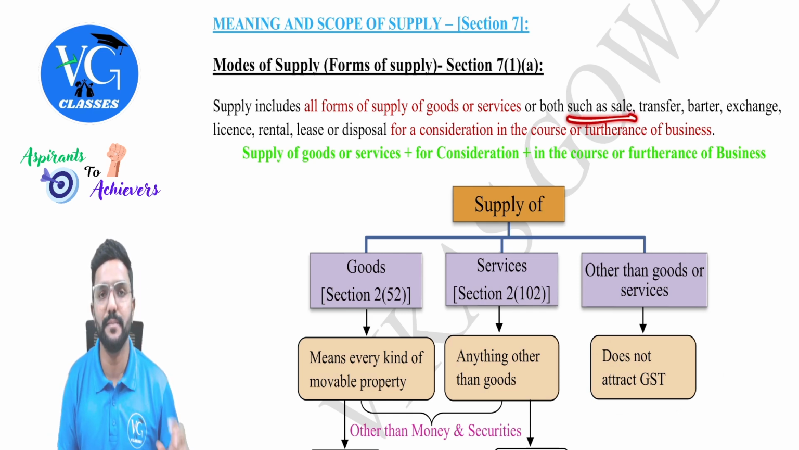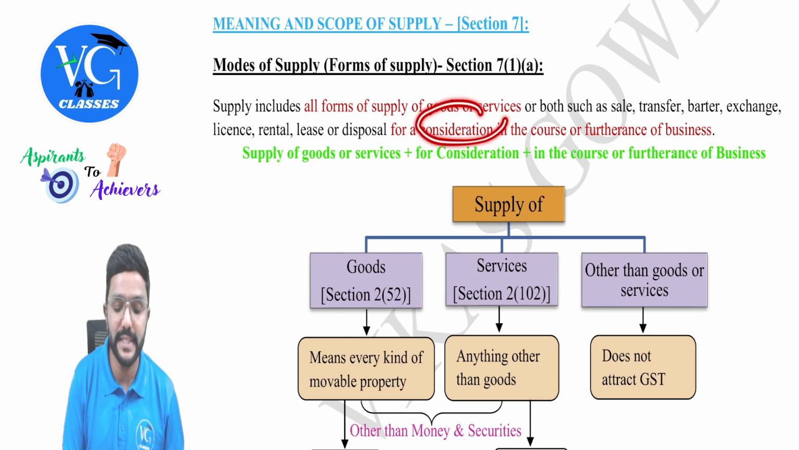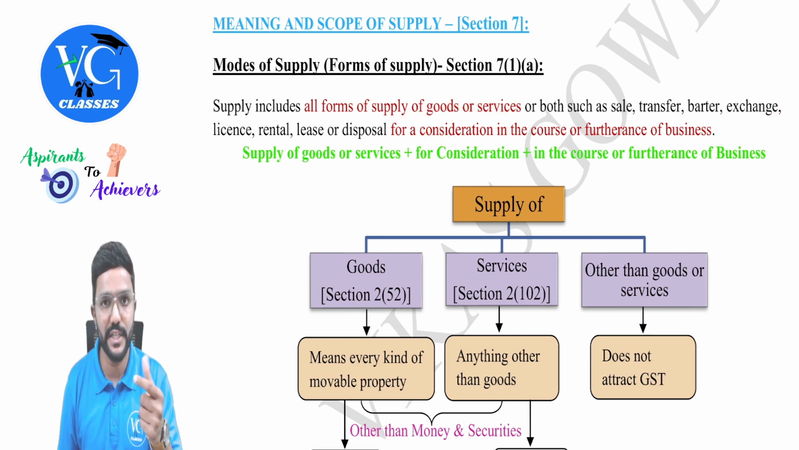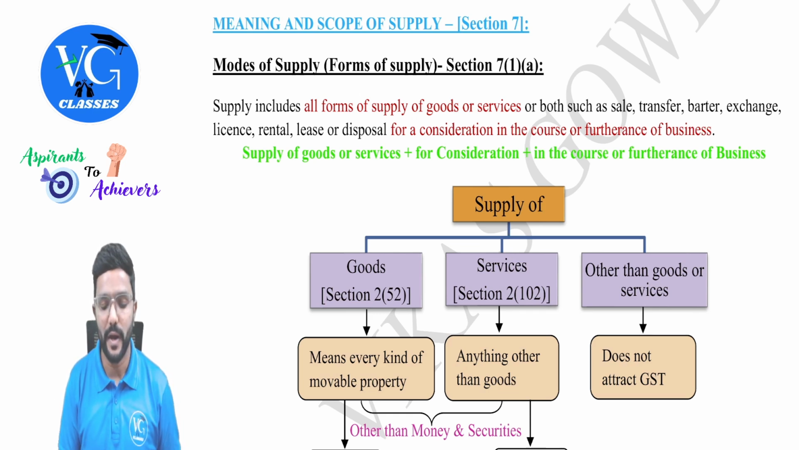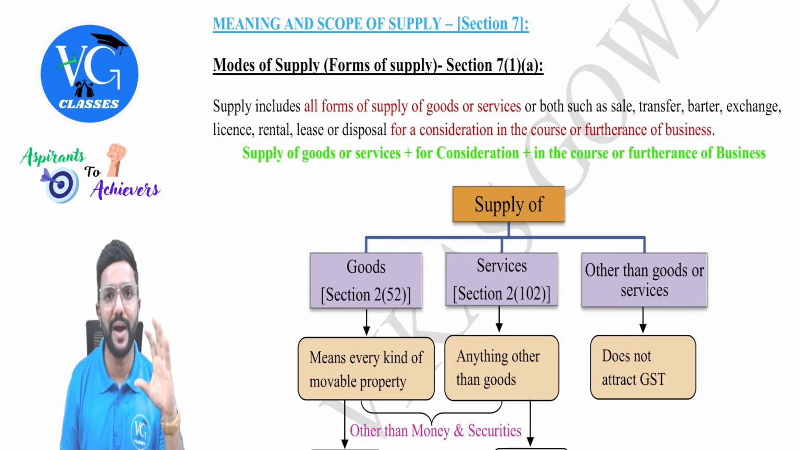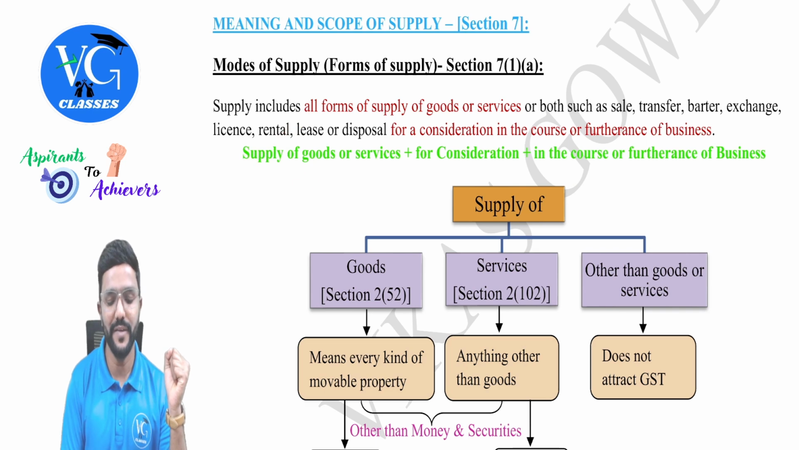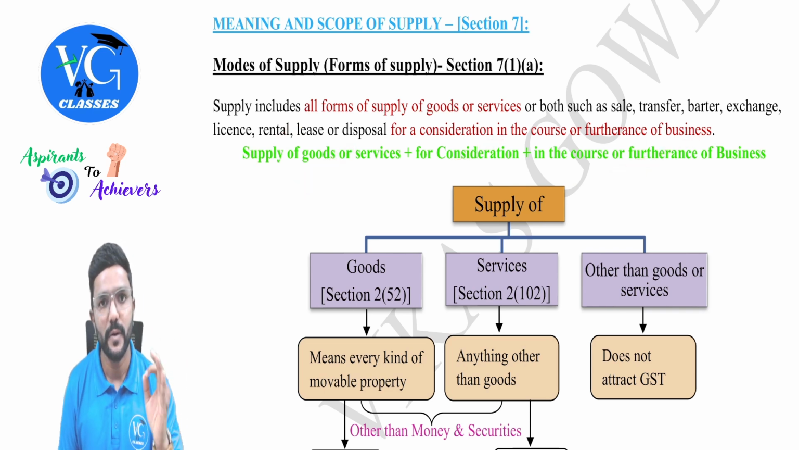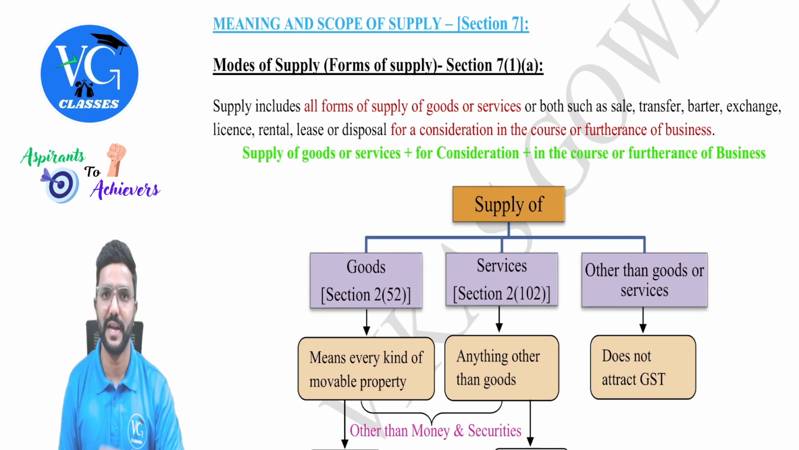Or both, such as, they are giving a few examples. Which are those? Sale, transfer, barter, exchange, license, rental, lease, or disposal for a consideration. So consideration has to be there, in the course or furtherance of business. All these conditions have to be satisfied, guys. So wherever they have given a condition, I have highlighted those conditions in green color in the form of an equation. Only when all these conditions are met, only then the activity or transaction will be a supply as per the respective section, guys.